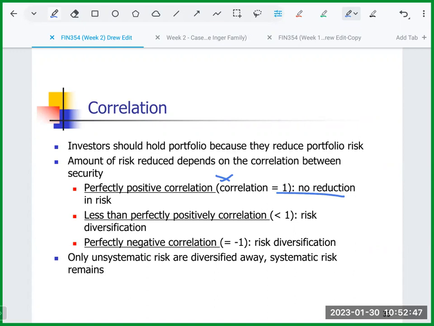Now, what we want is perfectly negatively correlated, where it's -1, and this will provide risk diversification. Of course, anything that is less than 1 could also provide risk diversification, but if we find something that's perfectly negatively correlated, that's the best. I want to remind you again that diversification only removes unsystematic risk, and the systematic component cannot be removed. And the systematic component is your beta risk.